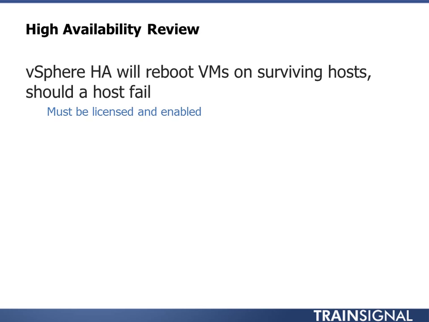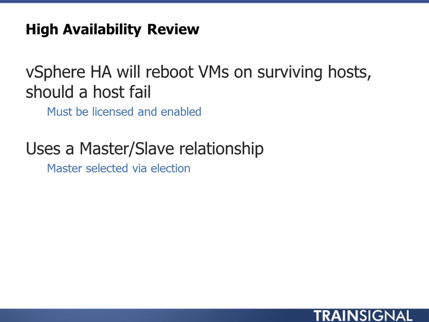But the idea is I have 4 hosts in my cluster, I have VMs running on all of them, host number 3 fails. The VMs that were on host 3 that are no longer running get rebooted on host 1, 2, or 4. That's assuming that we have available capacity, it's enabled, they all have access to the same storage, etc., etc. It uses a master-slave type relationship.